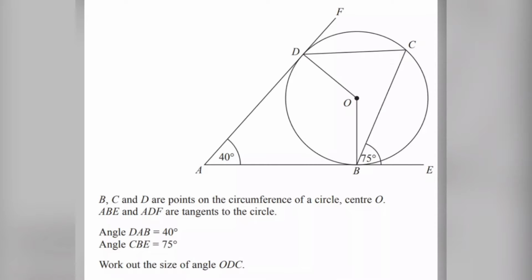B, C and D are points on the circumference of a circle, center O. ABE and ADF are tangents to the circle. Angle DAB is equal to 40 degrees and angle CBE is equal to 75 degrees. Work out the size of angle ODC. You can pause the video and give it a try to find the angle ODC.